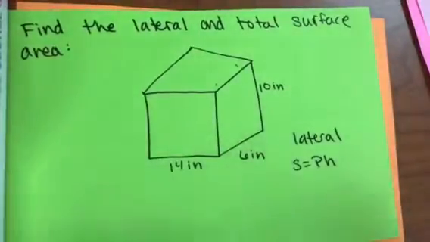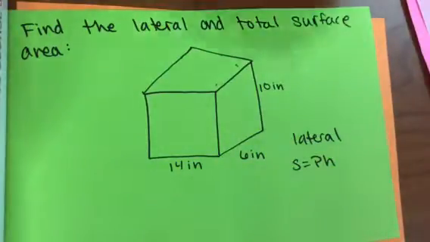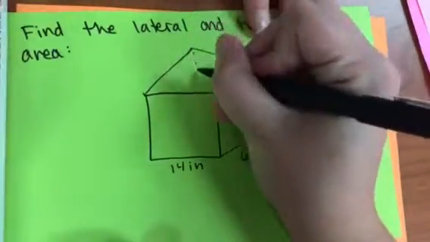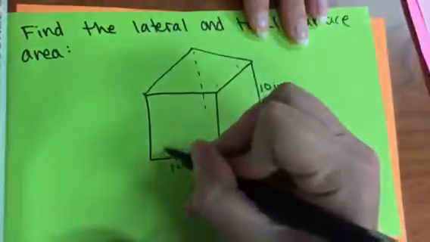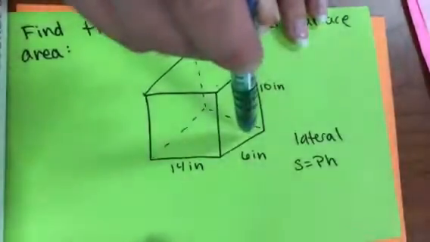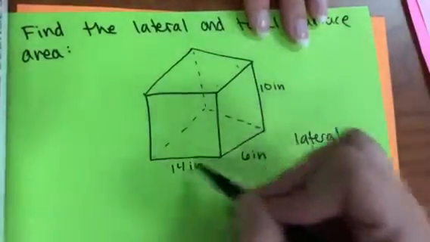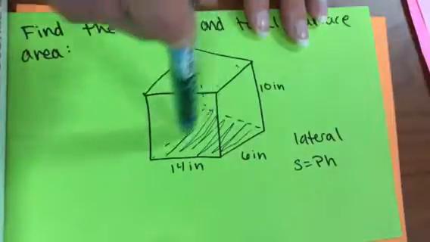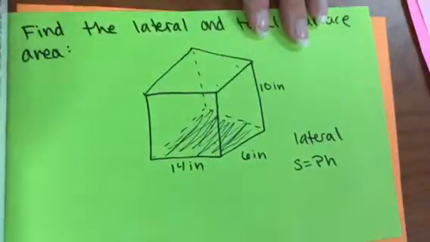Does it tell us our base? No, but because it's a rectangular prism, it's assumed that the top and the bottom are going to be your bases. Where's the bottom? Because I can't see the bottom. This is the bottom. Okay, so I'm going to just shade it in. I always recommend to my students to shade in the bottom because then you don't get distracted by the other numbers.